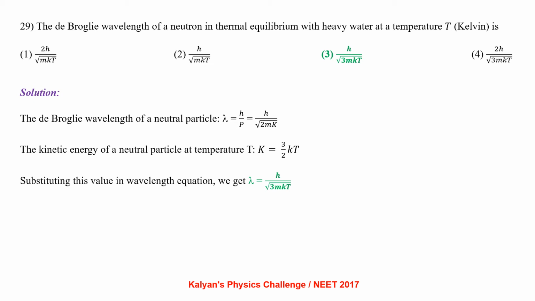Now K is kinetic energy here, which can be replaced with 3 by 2 kT. In this formula, k is Boltzmann's constant and capital T is absolute temperature. By substituting this value in the original formula, we get lambda equal to h by root of 3mkT.